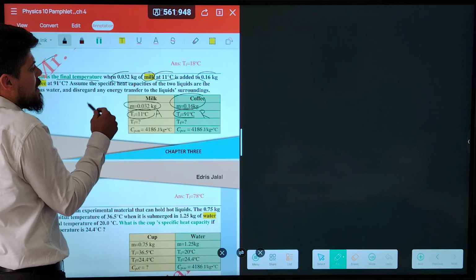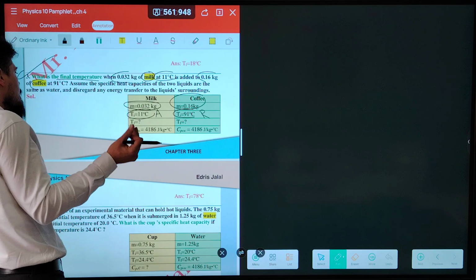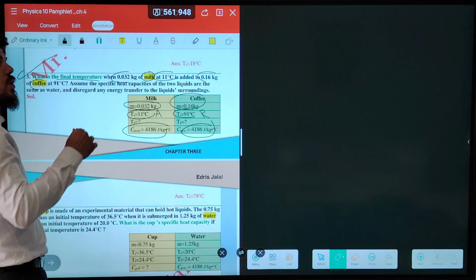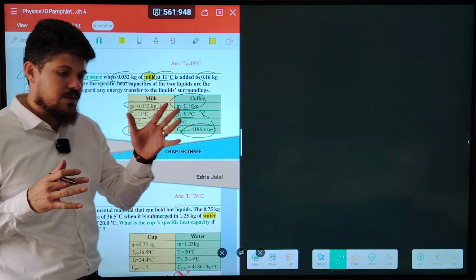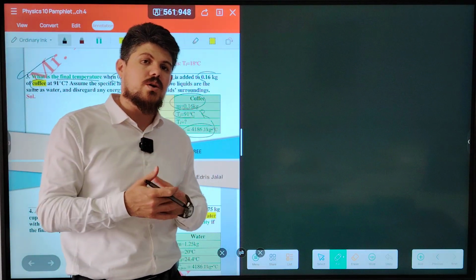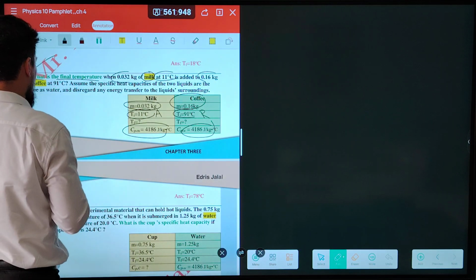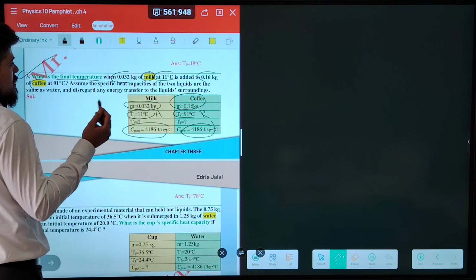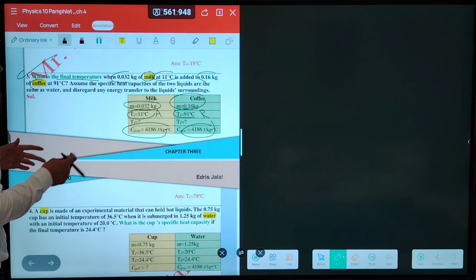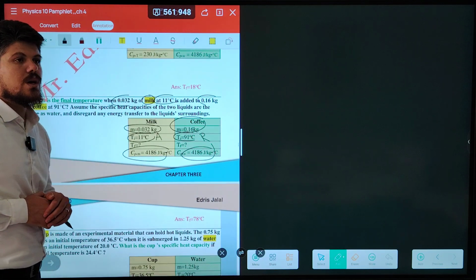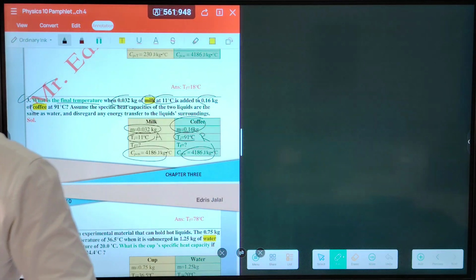Assume that the specific heat capacity of the two liquids is the same as water. Both of them have the same specific heat capacity as water. Assume that the specific heat capacity of milk and coffee is the same as the specific heat capacity of water, and disregard energy transferred to another liquid. So it's very easy. You have to do the same steps that I did in question 1 and question 2.